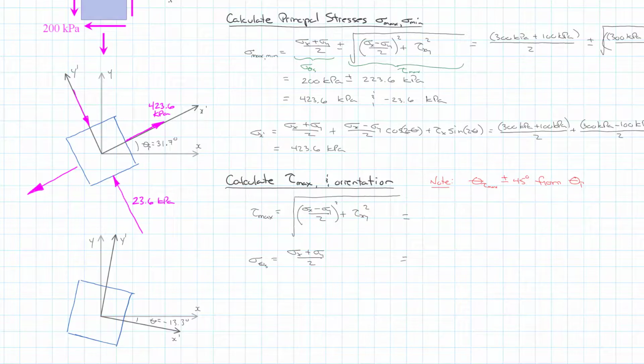I can shortcut the process a little bit and just write them in here. So tau max then is equal to 223.6 kPa, and our normal stress at theta s is equal to 200 kPa. And there's no sense in redoing those calculations if we've already done them before, and we know we've done them before because we know enough that those two terms exist in that other formula.